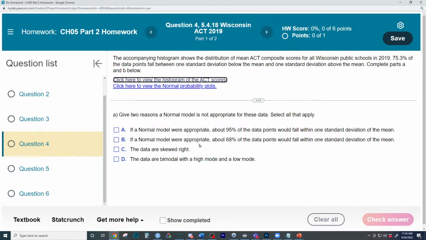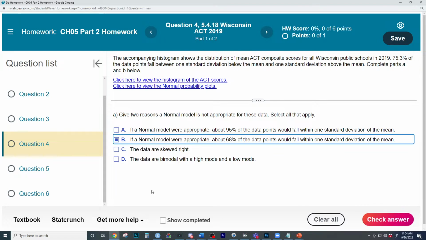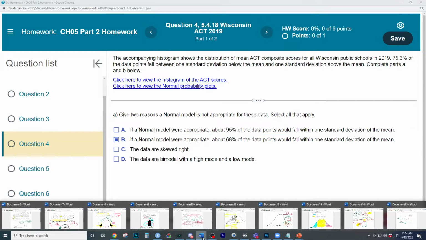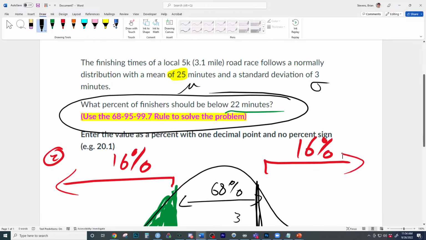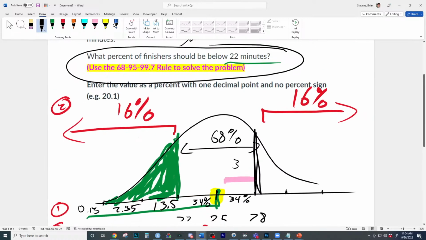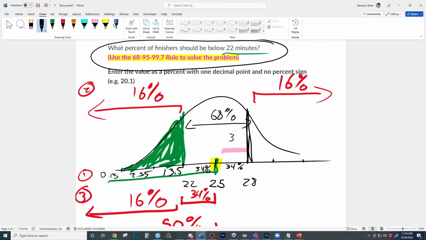If a normal model were appropriate, about 68% would fall within 1 standard deviation. This rule right here that you see is known as the what rule? 1 standard deviation, 68% of the data, that is known as the what rule?